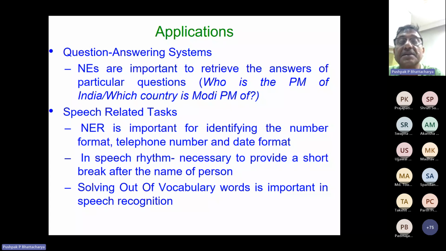In speech-related tasks, named entity is important for identifying the number format, telephone number, date format. In speech rhythm, typically we give a short break after the name of a person, and we try to articulate the names more carefully and clearly so that the rest of the discourse is more smooth. And solving out of vocabulary words is important in speech recognition. Named entities sometimes do not appear in the training data at all because the deployed system is functioning in a new use case environment.